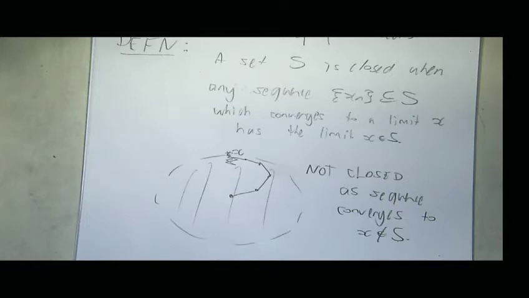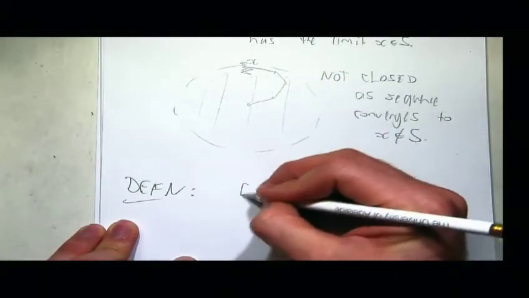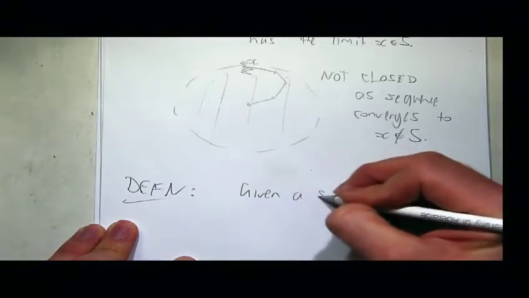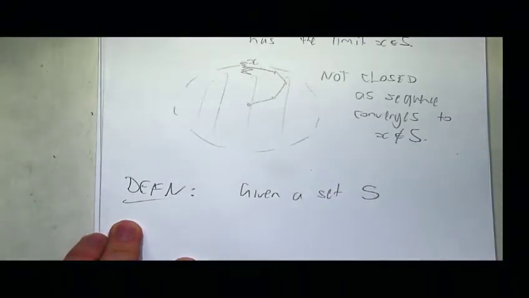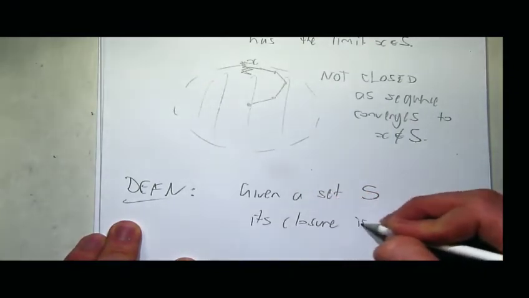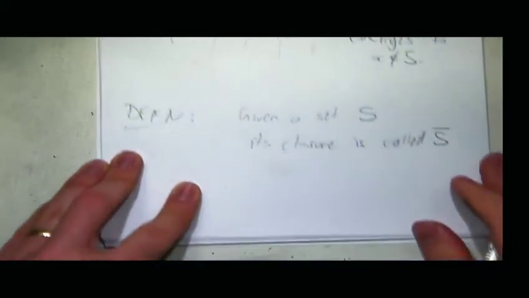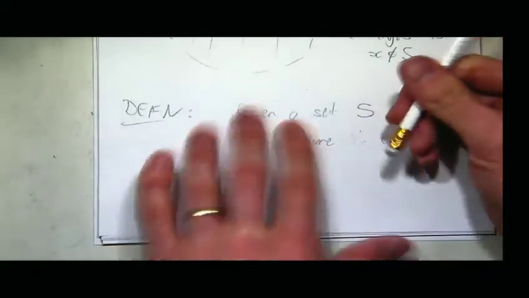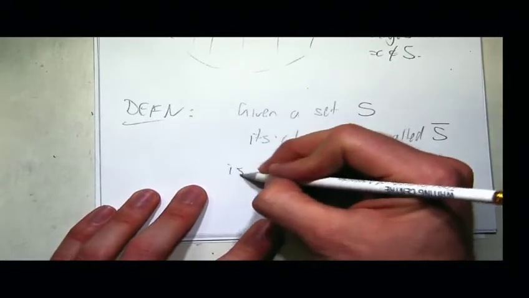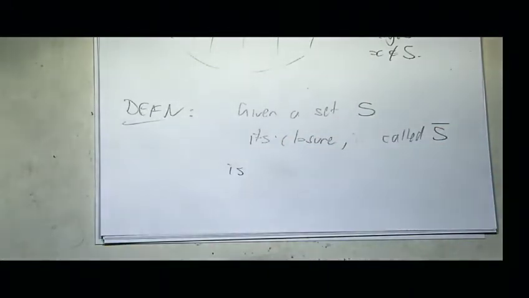And then finally, the definition is the closure. Given a set S, the closure, which is called S bar, is the intersection of all the closed sets that contain S.